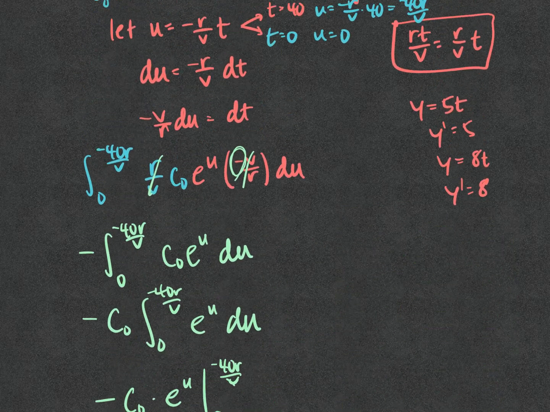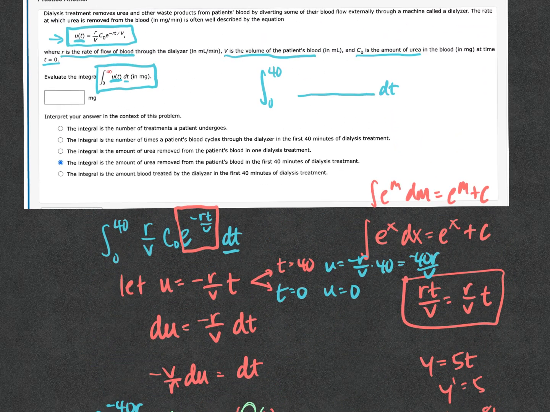So now let's go and look at the second part. The second part, the answer is that the integral is the amount of urea removed in the first 40 minutes. So the correct answer here is chosen. The integral gives you the amount of urea you're removing in the amount of time that you've covered. And you covered from 0 to 40 minutes. So that will be the answer. Hopefully that helps you out.